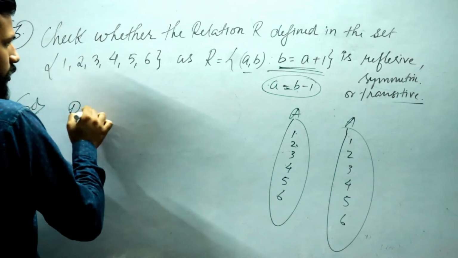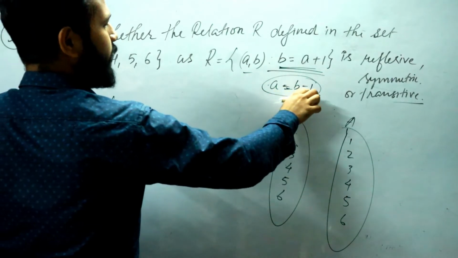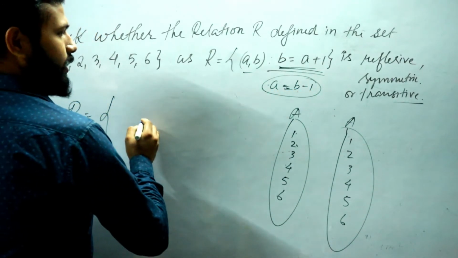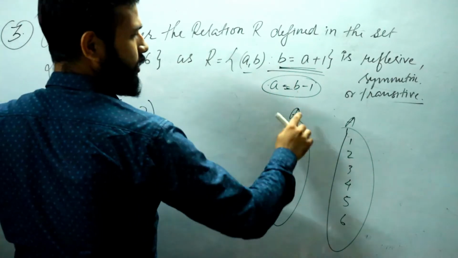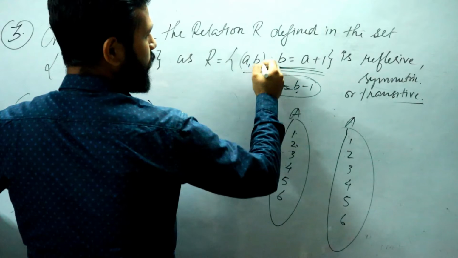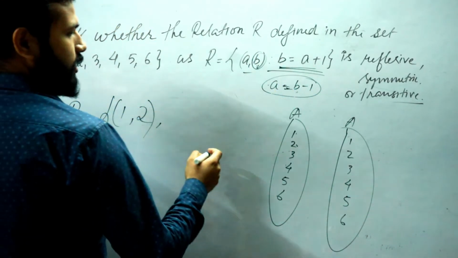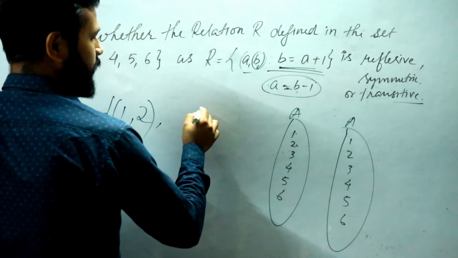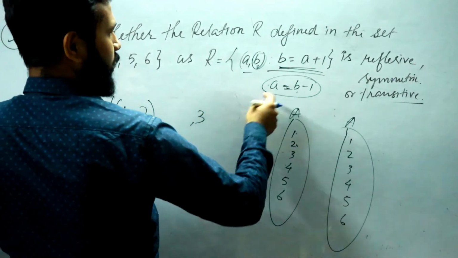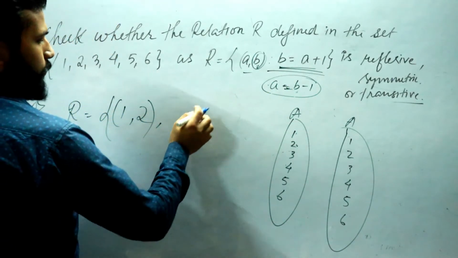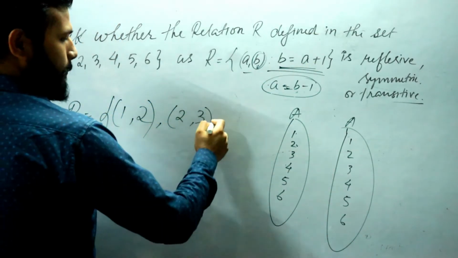Solution. So I can take A equal to B minus 1. If I take 2, I have to take 1. Clear? A equal to B minus 1. If I take B as 2, then 2 minus 1 is 1. Clear? Same thing. B equal to A plus 1 is already given. So if I take A as 2, then 2 plus 1 equal to 3. That gives (A, B). Clear?